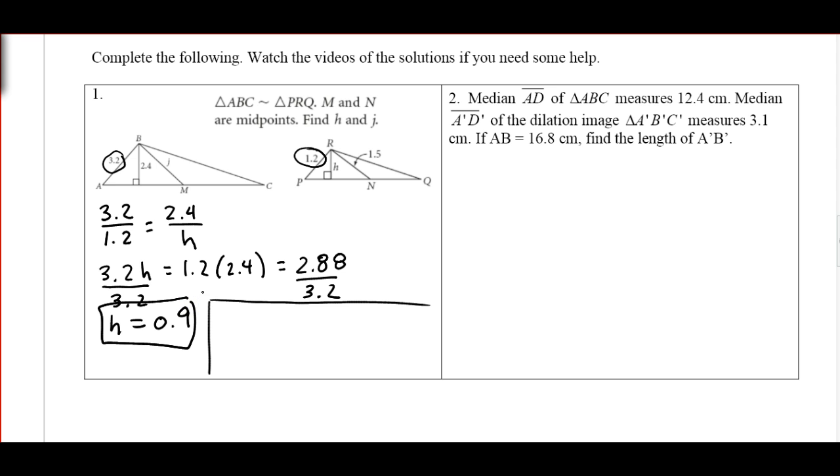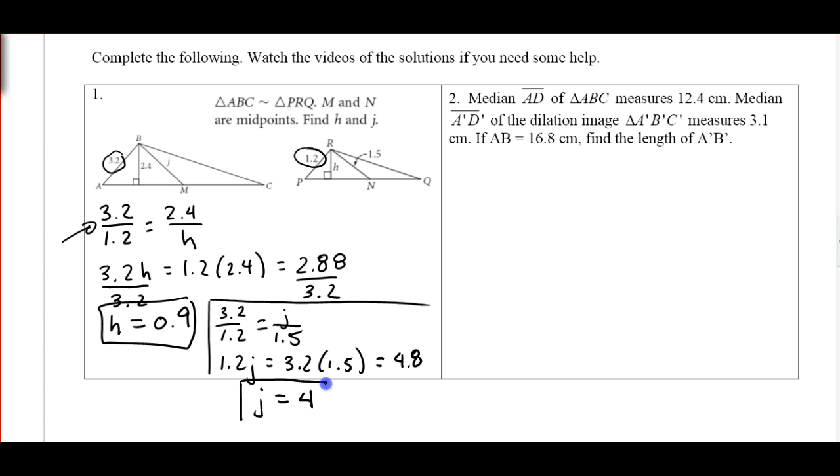Alright, let's go ahead and solve for J. I'm going to use the same scale factor that I used over here, 3.2 to 1.2. And then going back to the left, I have J over the corresponding median, 1.5. Again, we'll cross multiply. 1.2 times J is equal to 3.2 times 1.5, which is equal to 4.8. Divide both sides by 1.2, and you get J is equal to 4.